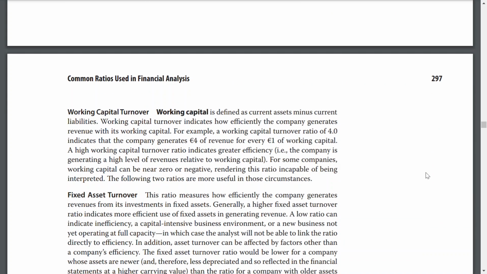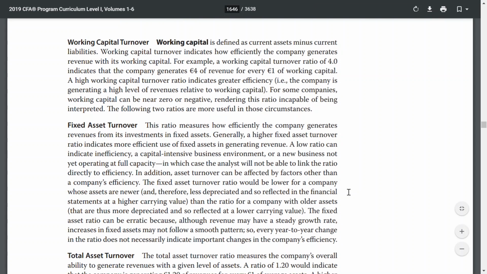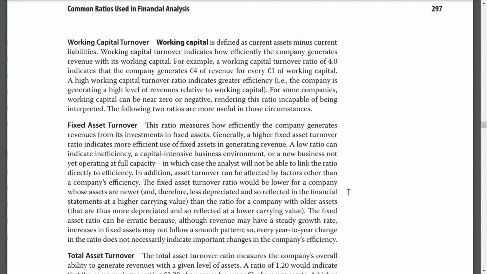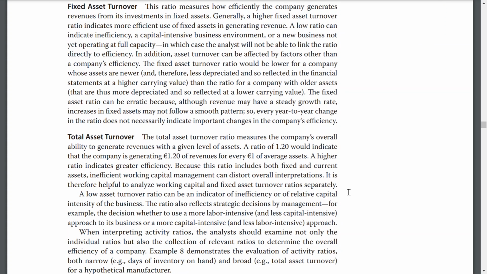Working capital turnover. Working capital is defined as current assets minus current liabilities. Working capital turnover indicates how effectively the company generates revenue with its working capital. For example, a working capital turnover ratio of 4.0 indicates the company generates 4 euros for every 1 euro of working capital. A high working capital turnover ratio indicates greater efficiency. For some companies, working capital can be near zero or negative, rendering the ratio incapable of being interpreted. The following two ratios are most useful in these circumstances: fixed asset turnover and total asset turnover.